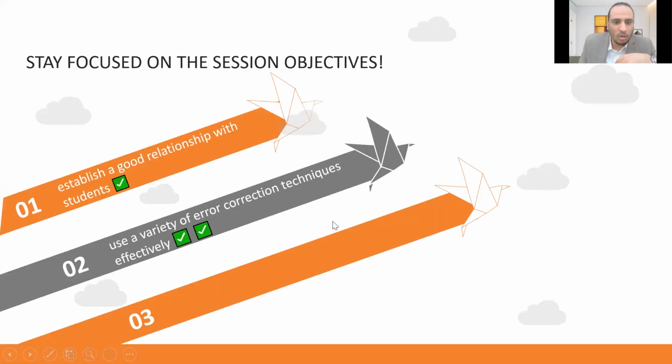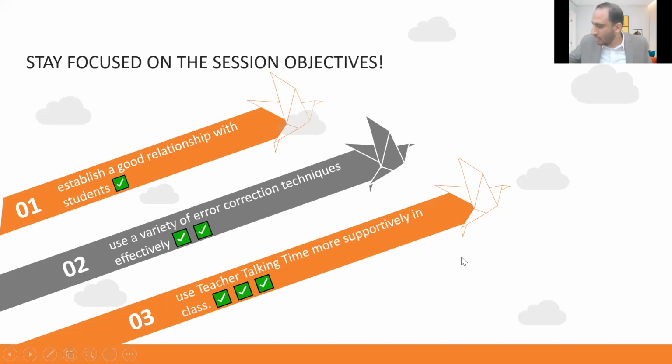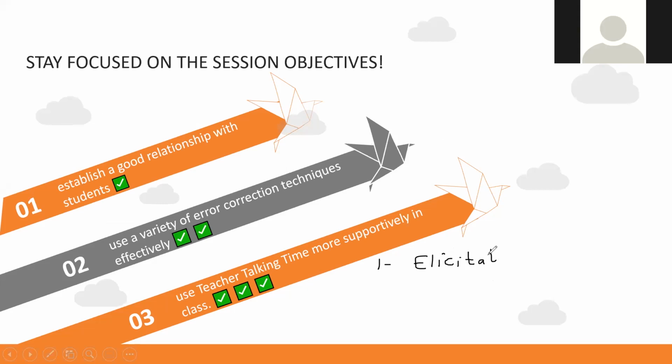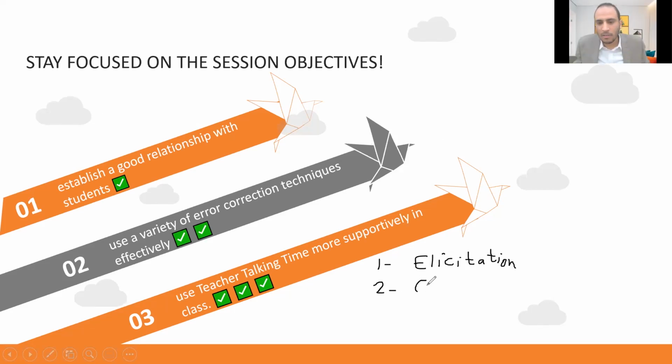All right. So look at the third objective. See if we're done with it or not. Tell us about the 3 techniques that we use to make your talk supportive. Elicitation, leading, echoing. Yes. Elicitation. The second one is? Grading language.